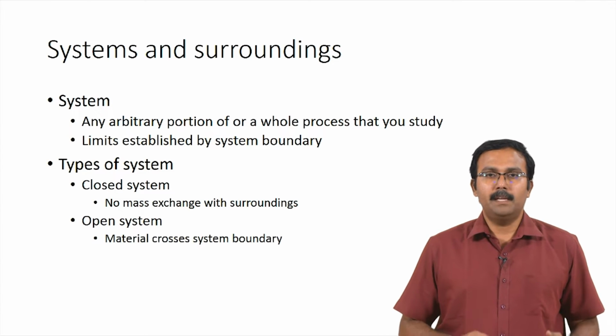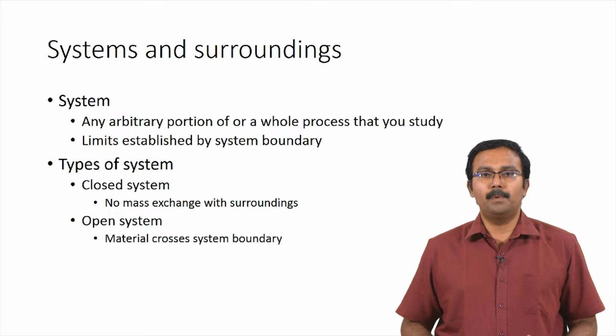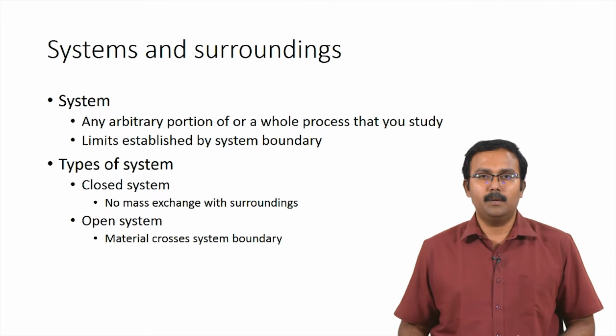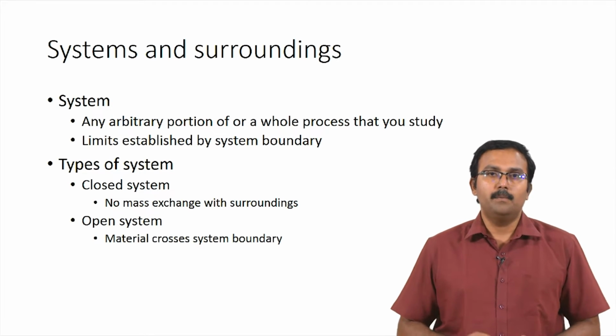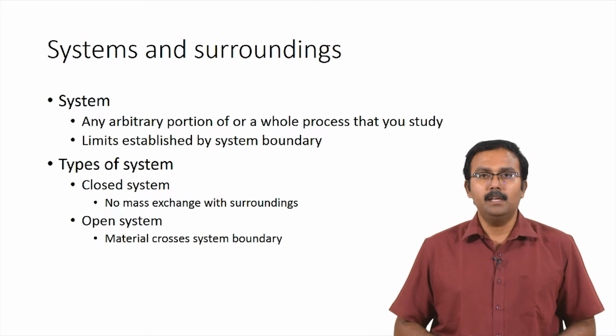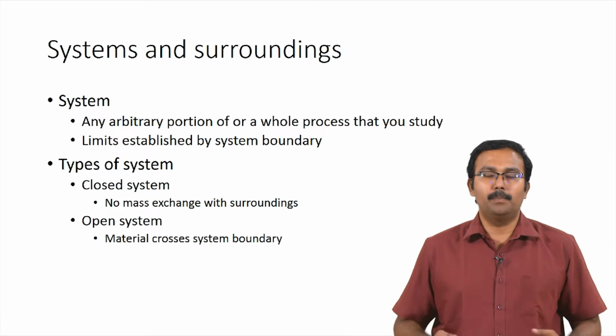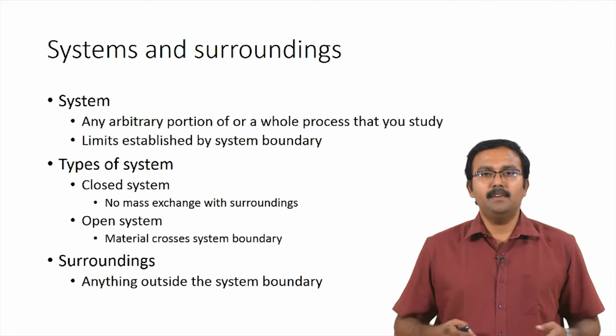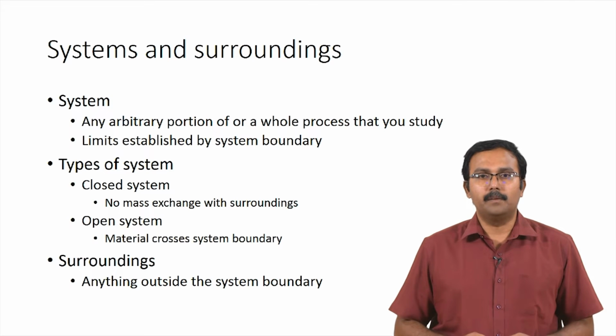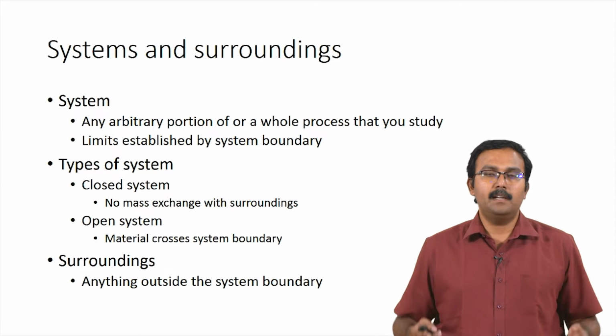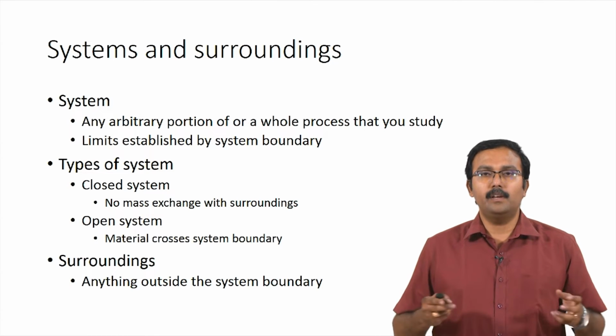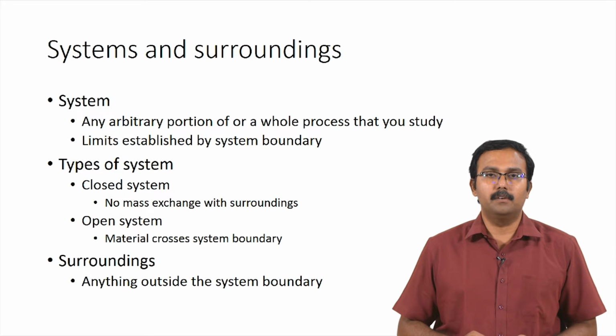Types of systems can be classified as closed systems or open systems. When no mass exchange happens between the system and its surroundings, it is called a closed system. When material crosses the system boundary, then the system is called an open system. Surroundings are everything that is outside the system boundary. The boundary is an arbitrary line which is drawn to enclose the system which we are observing.